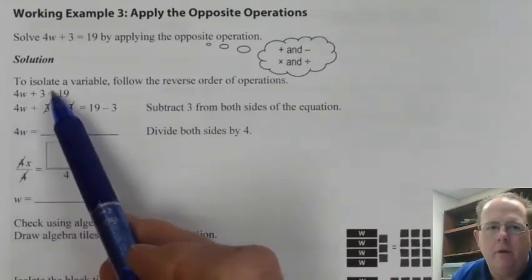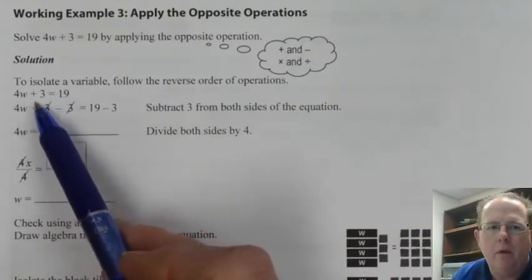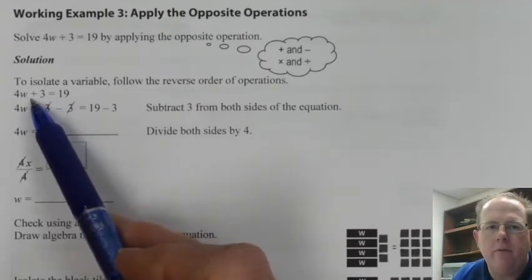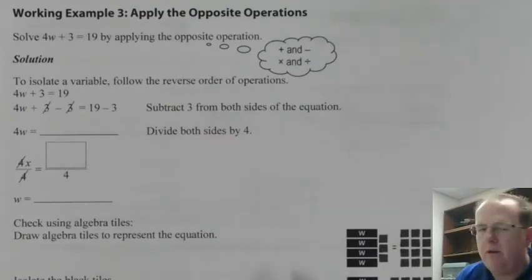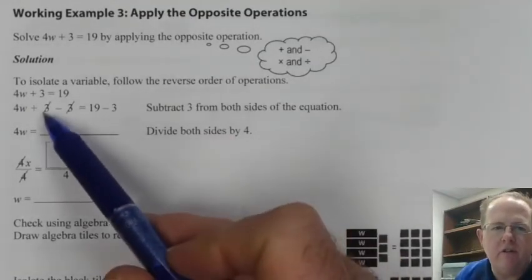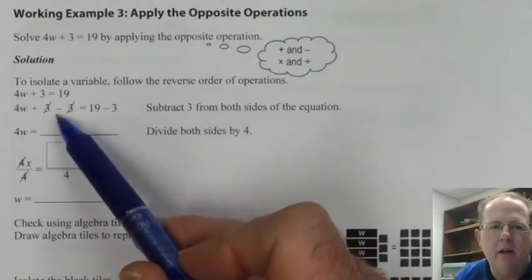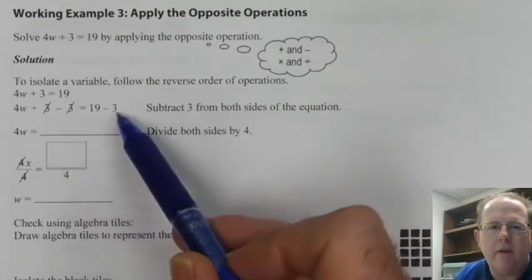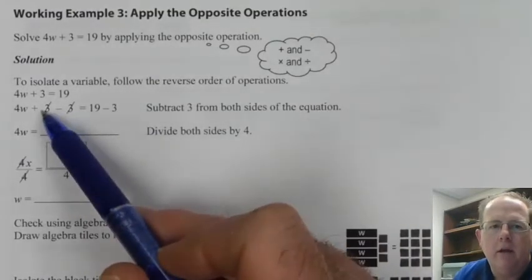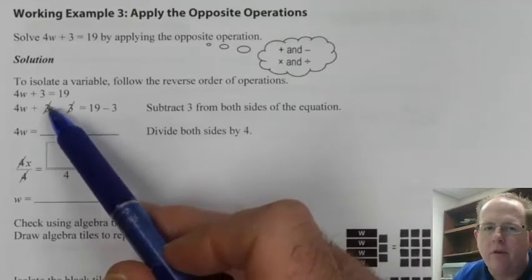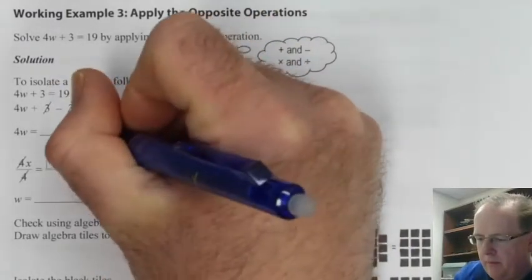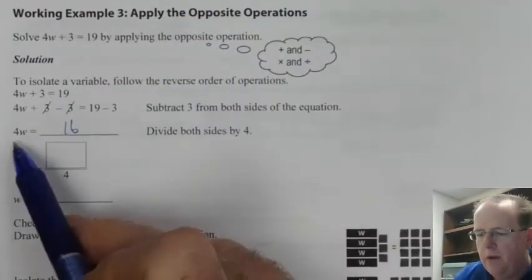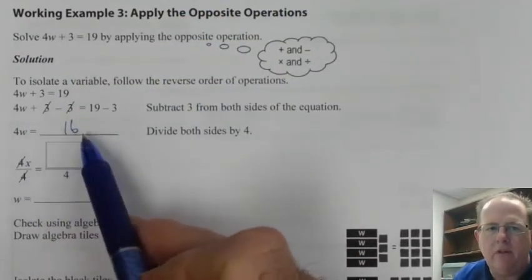So, first up, we need to remove the positive or the adding of 3 from the left-hand side. We do that using the opposite operation, which in this case, opposite of adding is subtracting. So we subtract 3 from the left and we subtract 3 from the right. So 3 minus 3 is just 0, so we can cross those off. 19 minus 3 is 16. So now we have 4w equals 16.